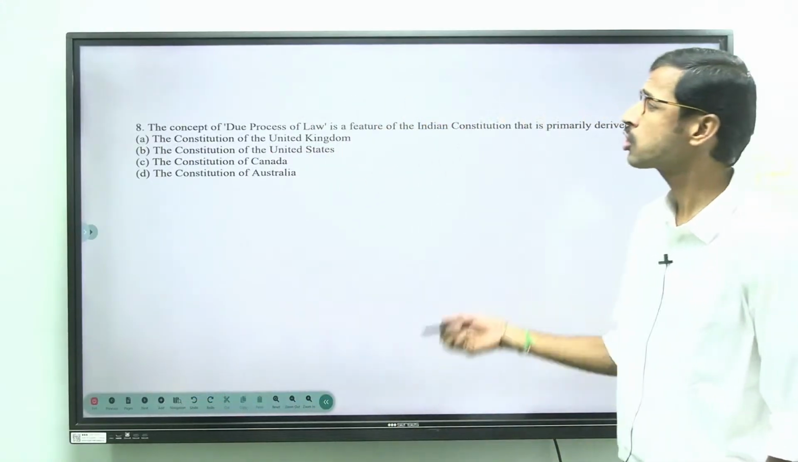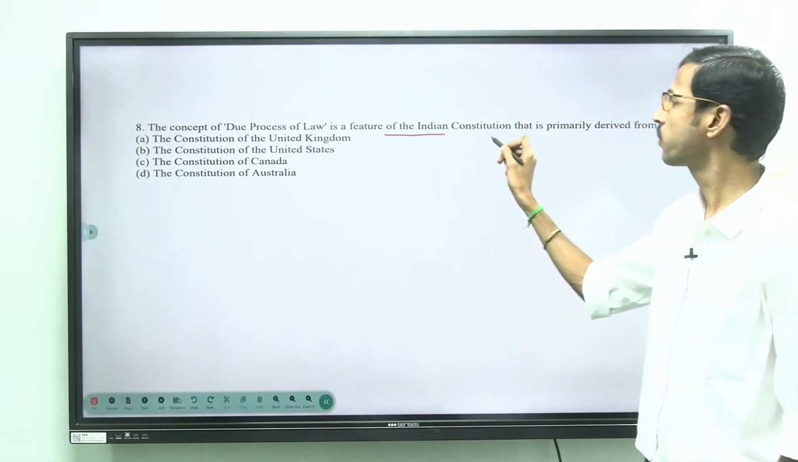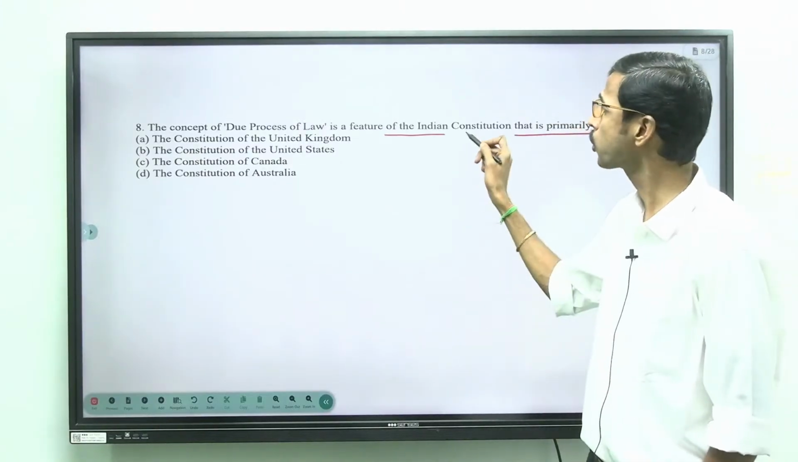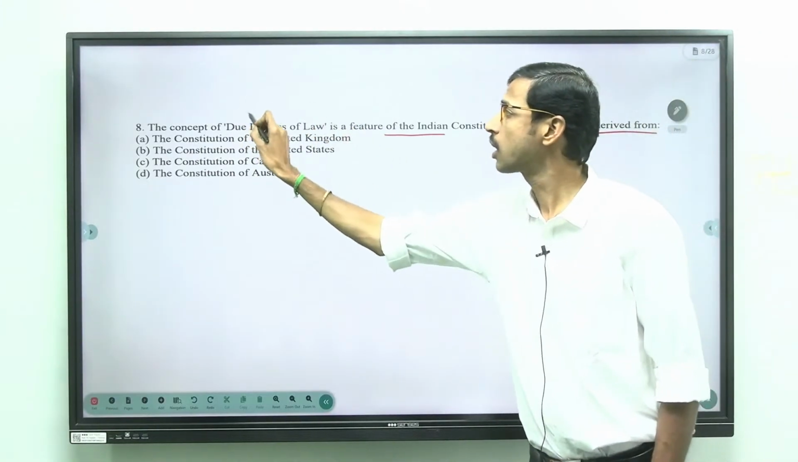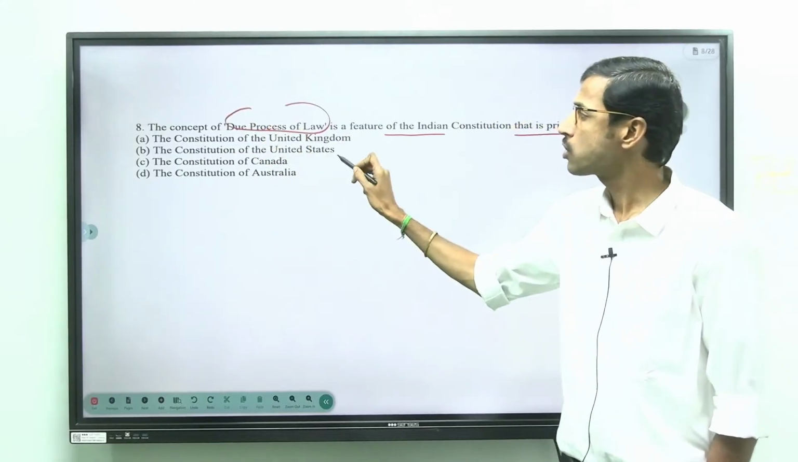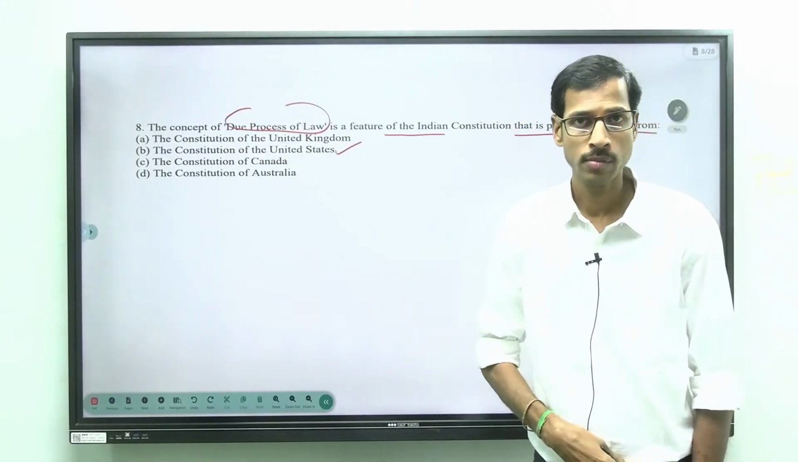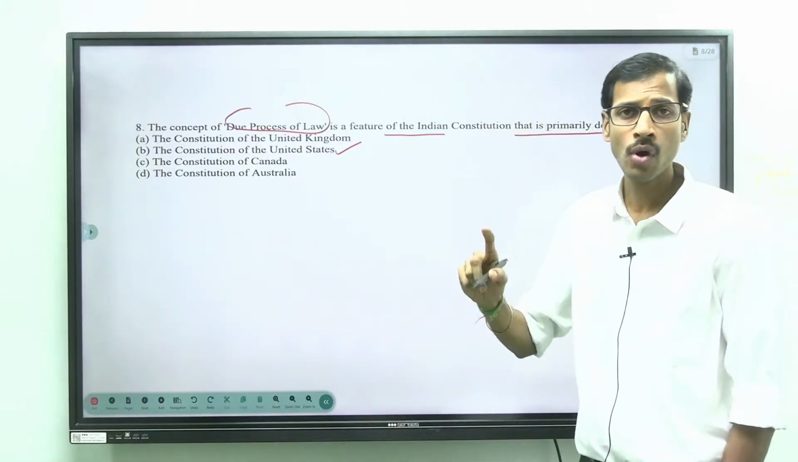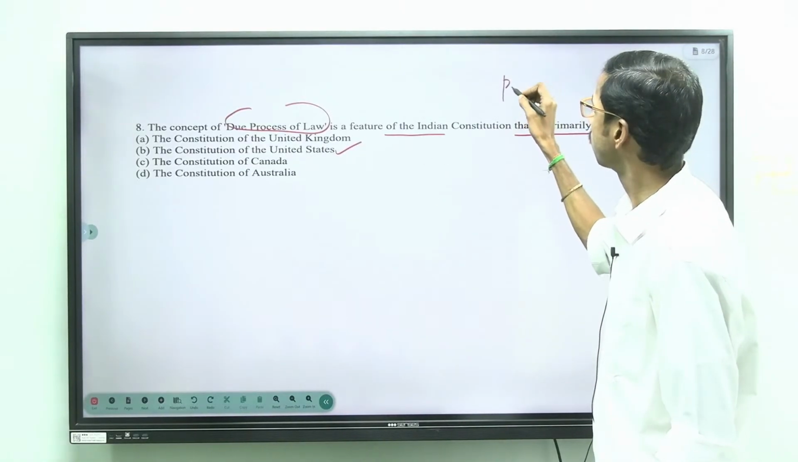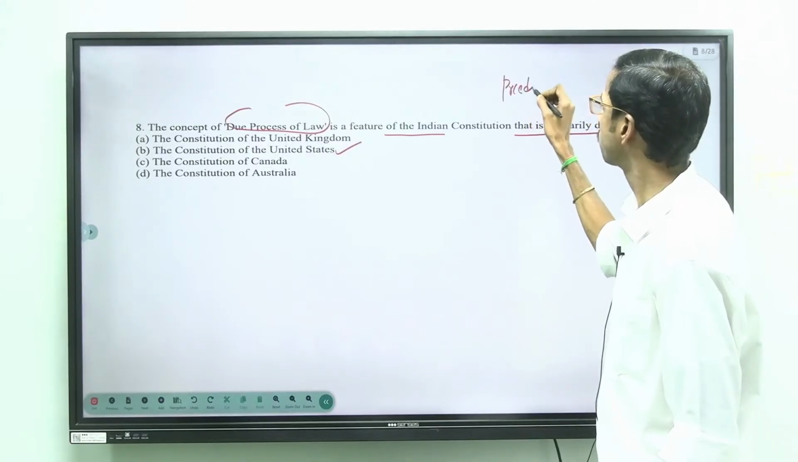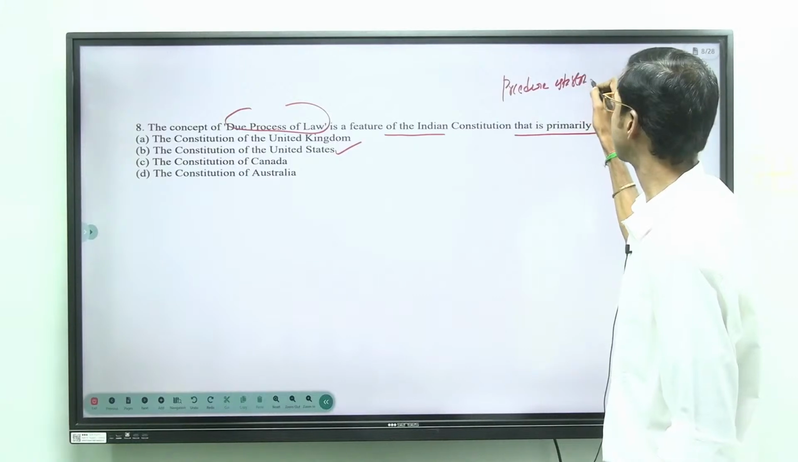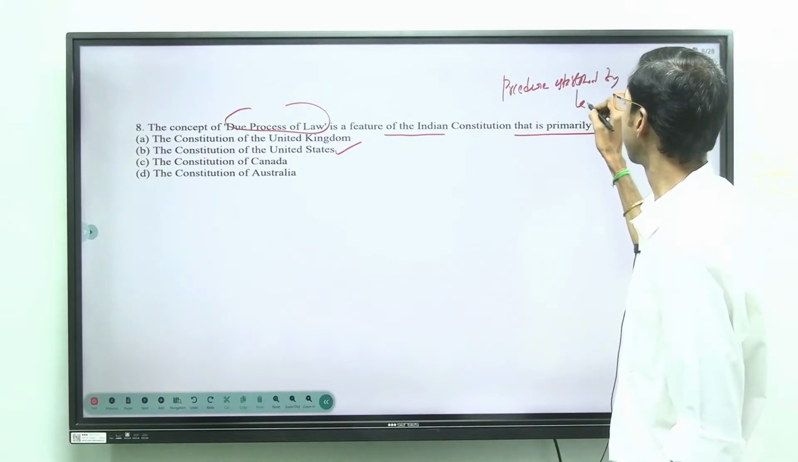Next, the concept of due process of law is a feature of the Indian Constitution that is primarily derived from, so due process of law, right? It is completely from the Constitution of the United States, right? By convention we have been following the procedure established by law, right?